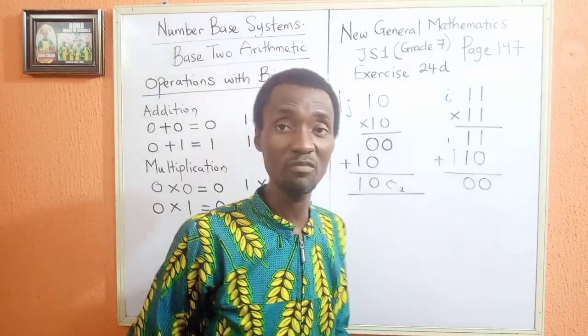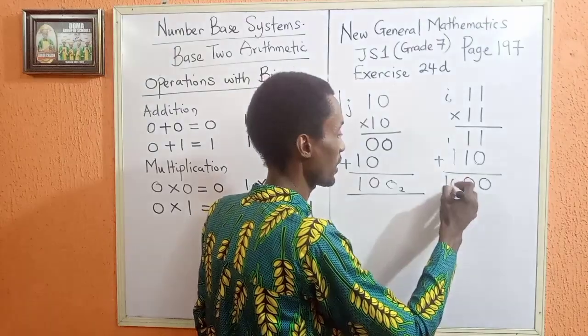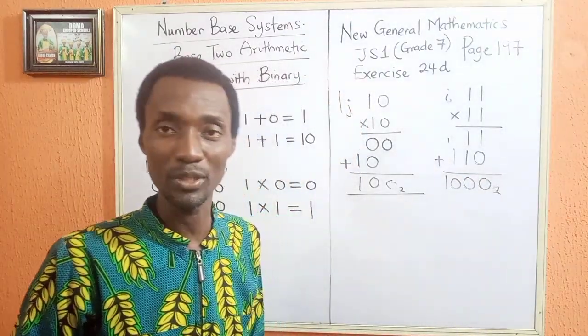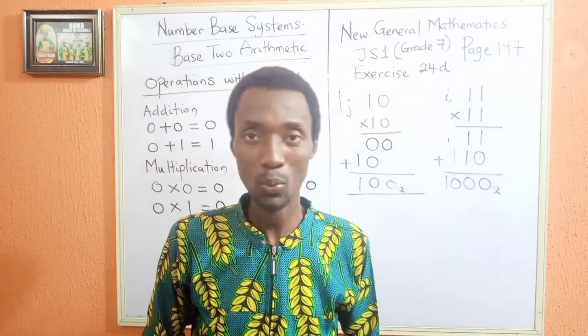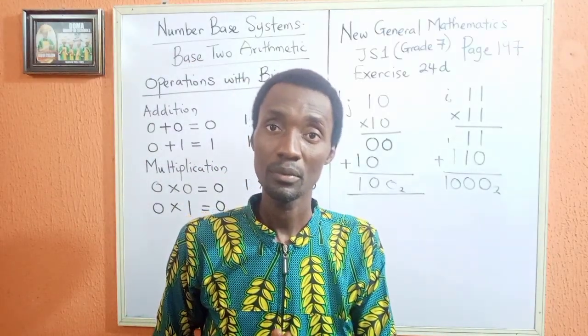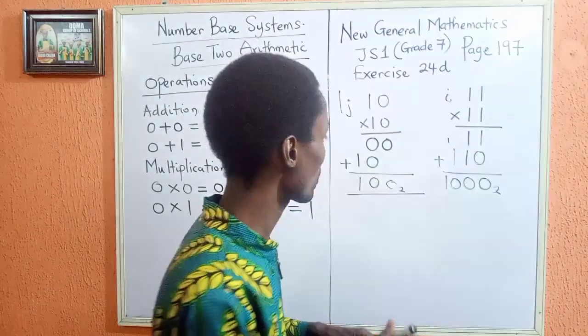1 plus 1 will give me what? 2, which is actually 1, 0 again. So I put my 1, 0 there. And my final answer is 1, 0, 0, 0 base 2. Not 1,000. It is 1, 0, 0, 1, 0, 0, 0 base 2. Alright, so that solves that.